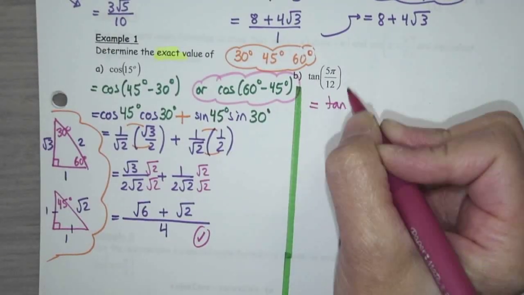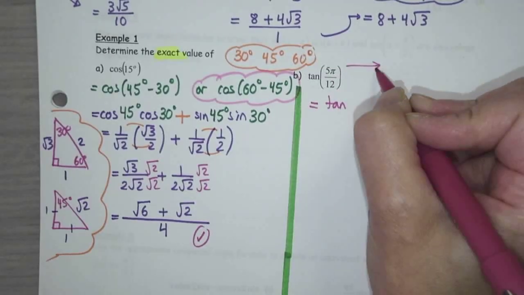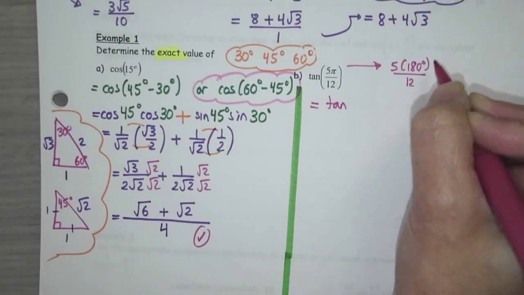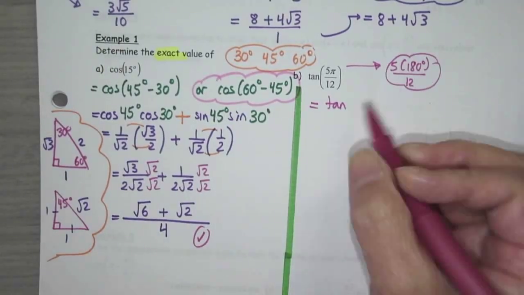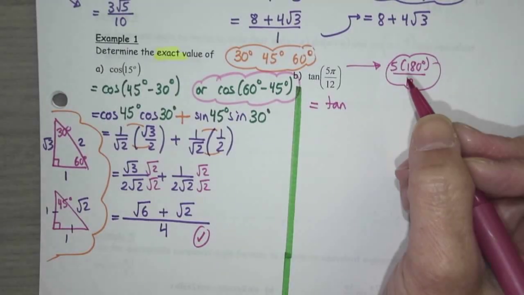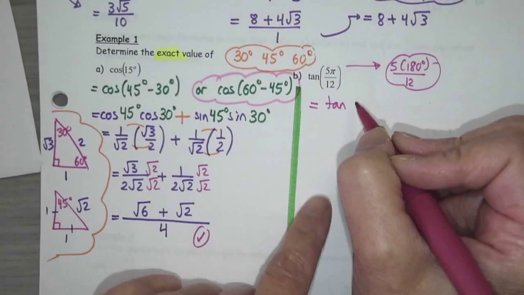So this is tan of 5 times 180, right, divided by 12. So you do that on the side. You don't have to show me. That will get you tan of, what do we get? 75, right? Okay, 75.